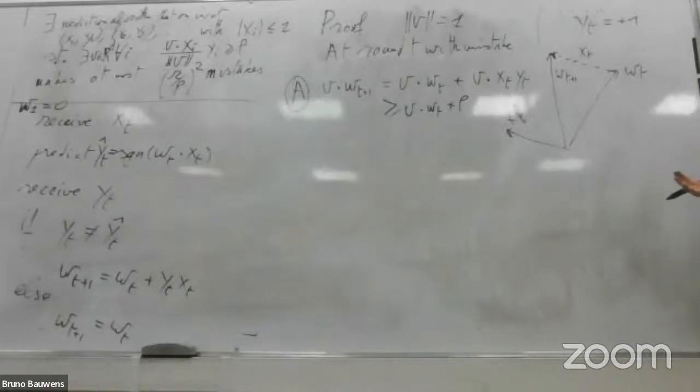To prove that it's rotating, we see that the projection increases linearly in the number of mistakes. Now we will prove that the norm of W increases only by the square root of the number of mistakes. That means the norm of W increases much slower than the projection. So we conclude it is rotating towards V, but the projection cannot be larger than the norm of Wt. So after a bounded number of mistakes, there will be no more mistakes.